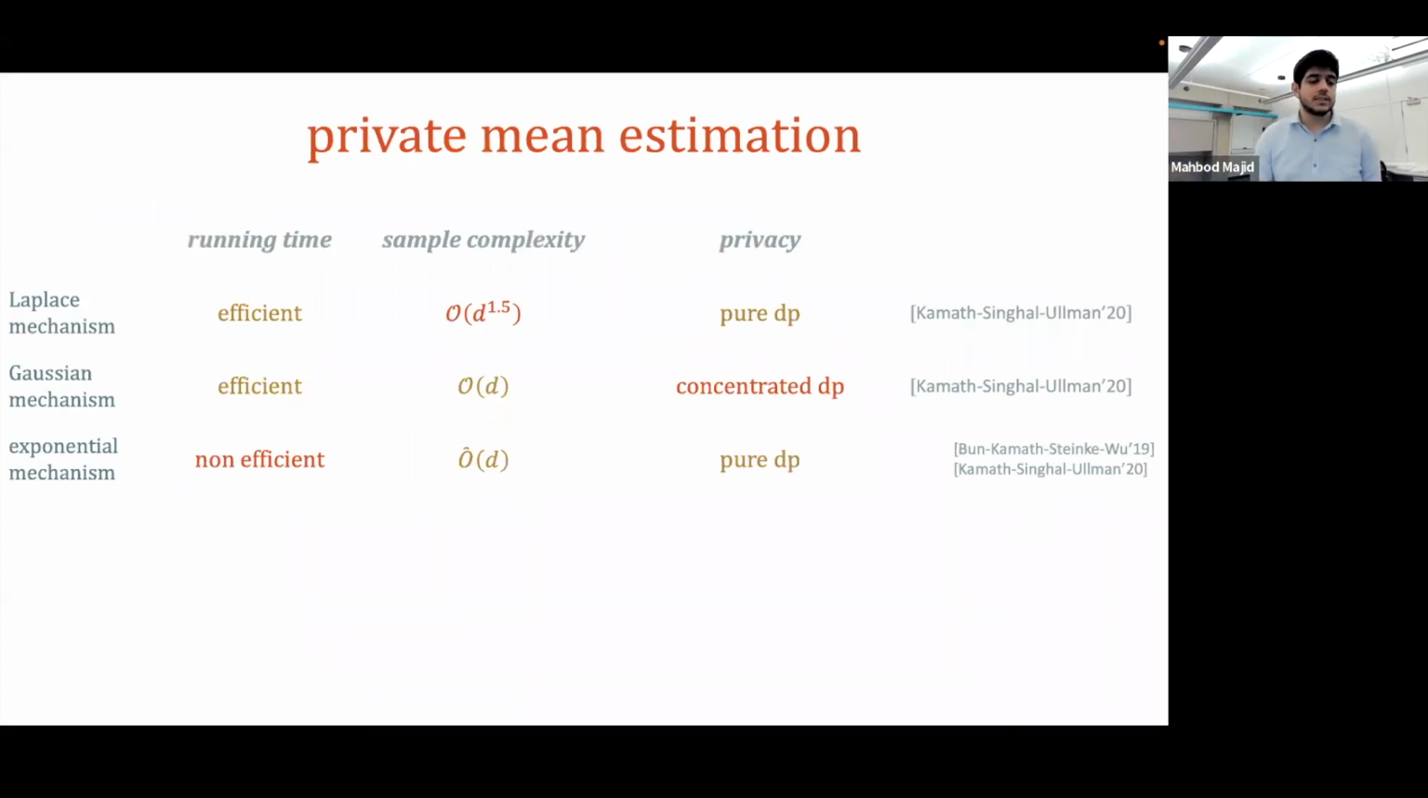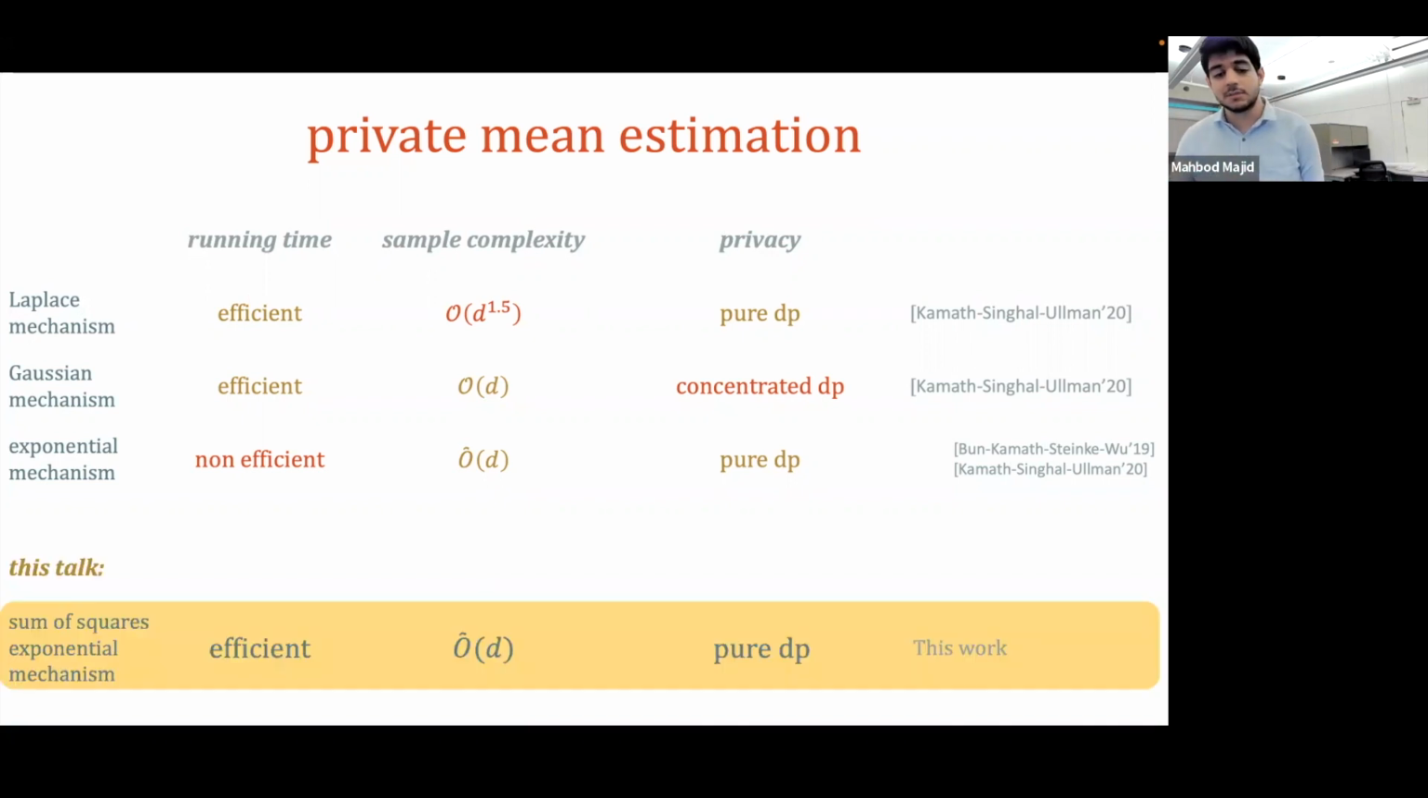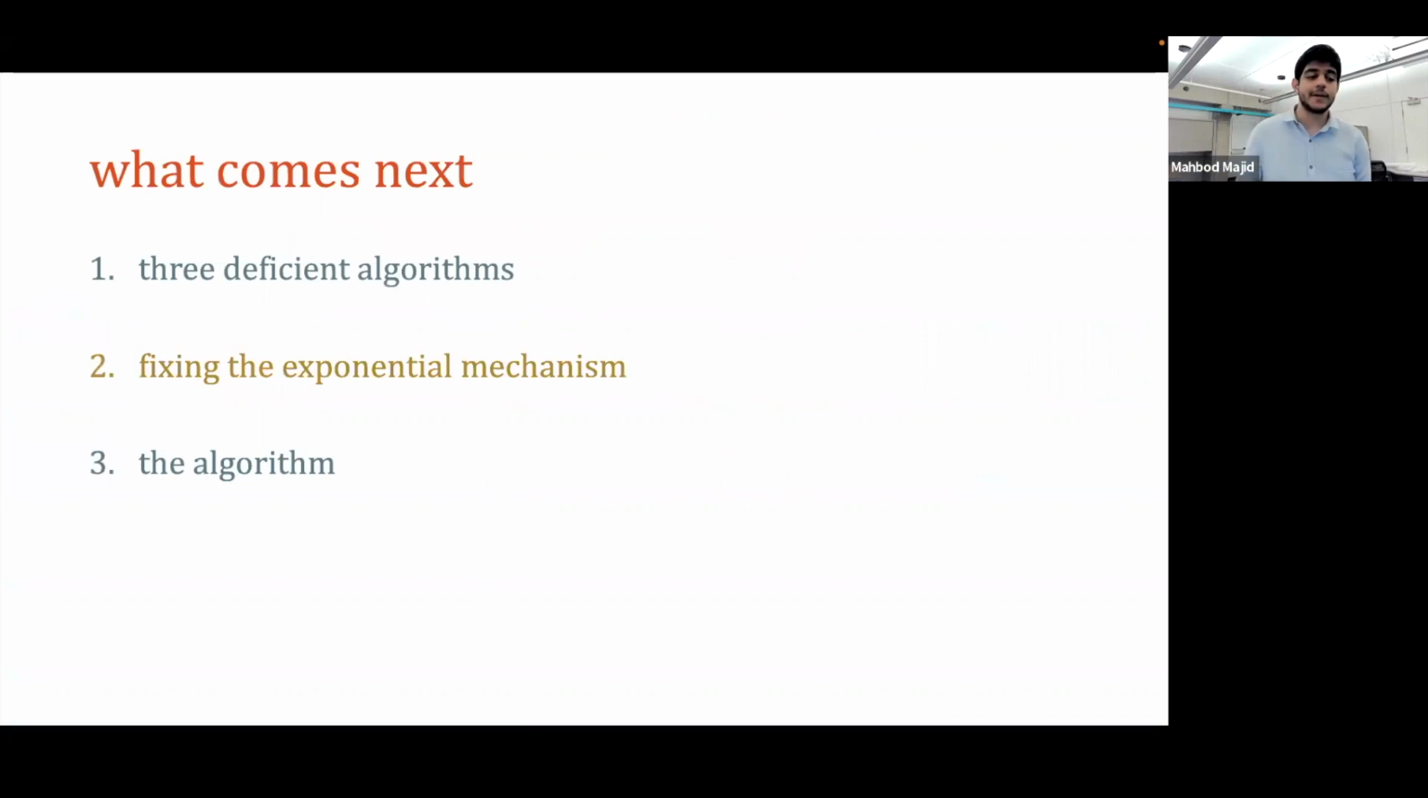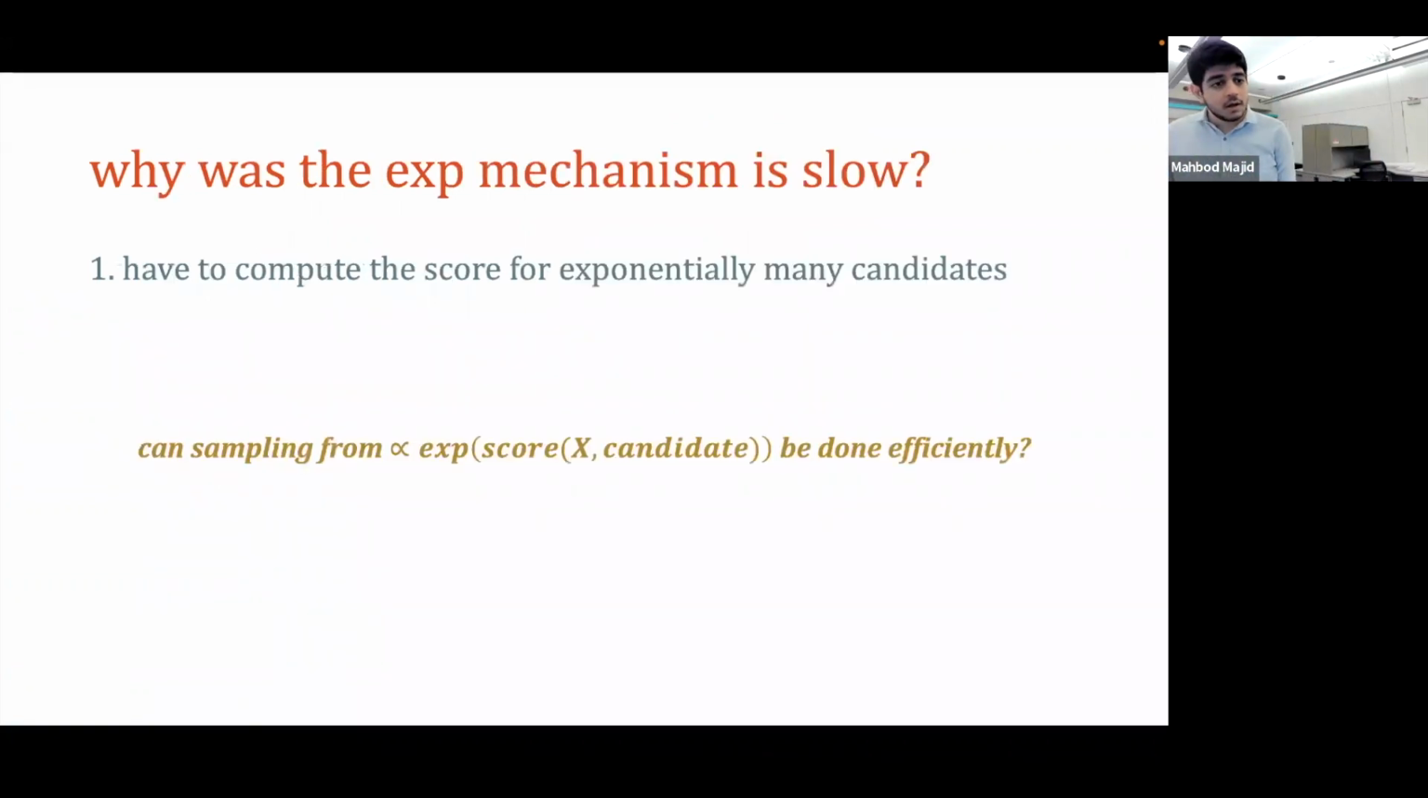So as you can see, each of these three methods is flawed in its own way. One has the wrong sample complexity, one has the wrong notion of privacy, and one is not efficient, requiring exponential time. As you might have already guessed, our work basically gets all three at the same time. Now let's see how we can fix the exponential mechanism that I just talked about.